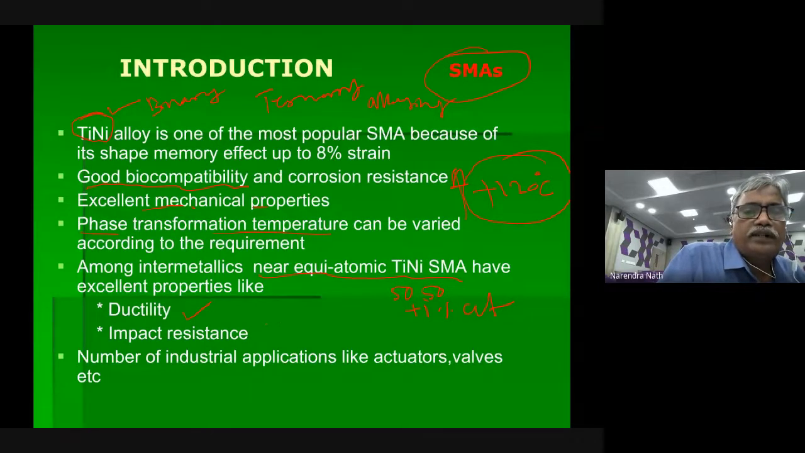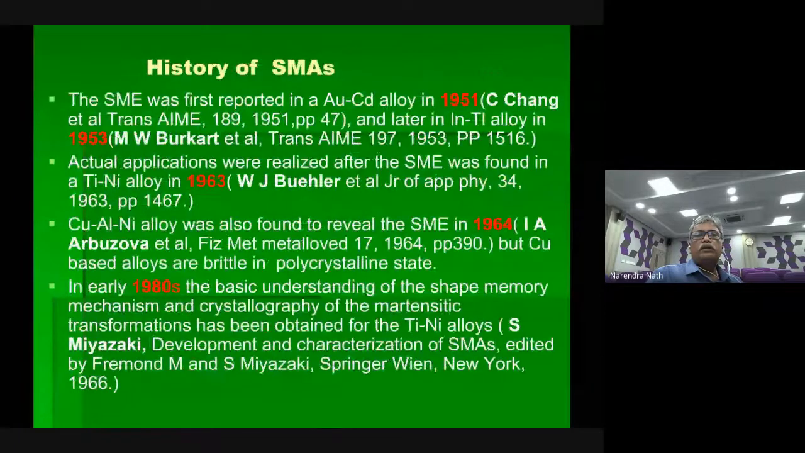So very good impact resistance is there, and because of all these advantages, the number of industrial applications is more, like actuators, valves, etc. If these good characteristics were not there, then the number of industrial applications would reduce or be restricted. So with this, we will keep on moving.